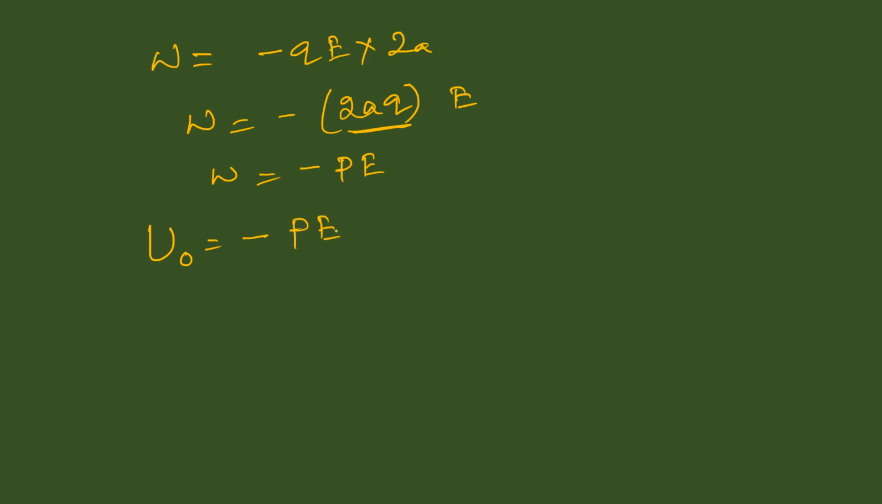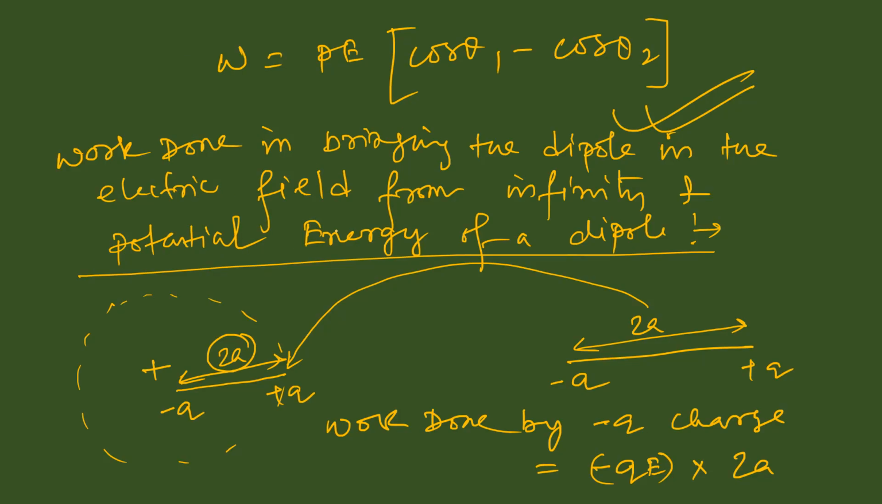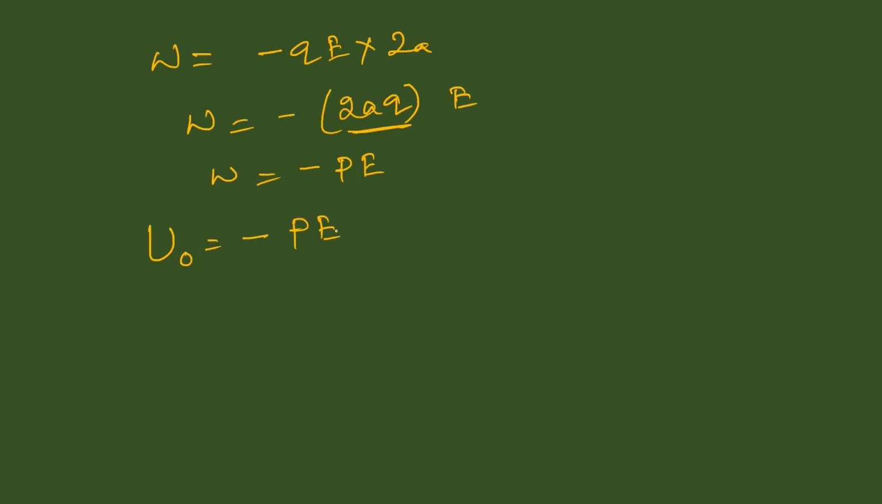Okay. Now there should be a question: sir, why are you taking only the minus q charge? Because if you look at the diagram, the plus q charge is at the boundary of the electric field, but the minus q charge has covered some extra distance. How much? It is 2a. So the work done by the minus q charge is equal to the force experienced by the charge multiplied by the extra distance traveled. Whatever work is done by the negative charge is stored as potential energy with respect to its position.